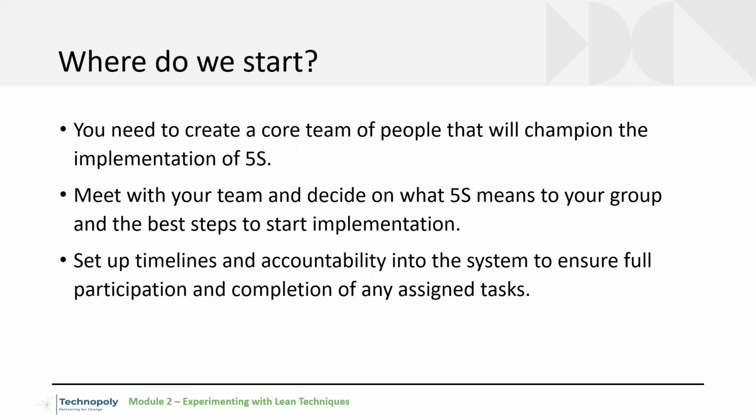To implement 5S, form a core team of people that will champion the 5S implementation. As a team, determine the 5S objectives, goals, and implementation phases. Follow the plan, do, check, and act, but don't spend too much time planning. When beginning a 5S implementation, select an easy work area so that you can guarantee success. This will smooth the way for more difficult areas. Finally, set up timelines and accountability into the system to ensure full participation and completion of any assigned task.